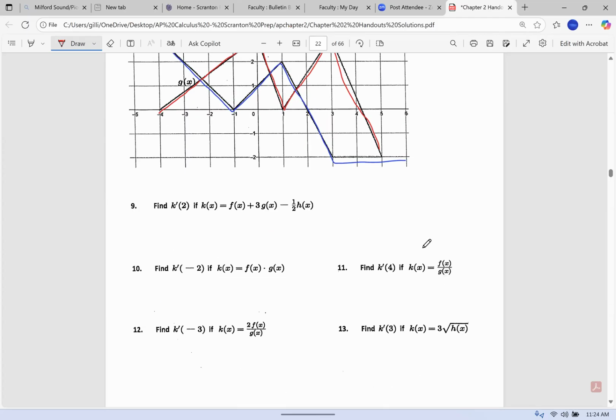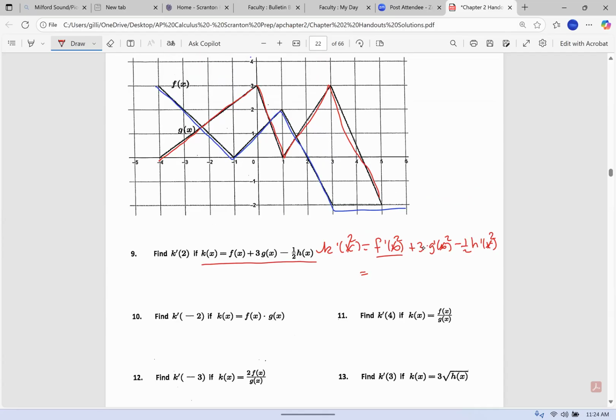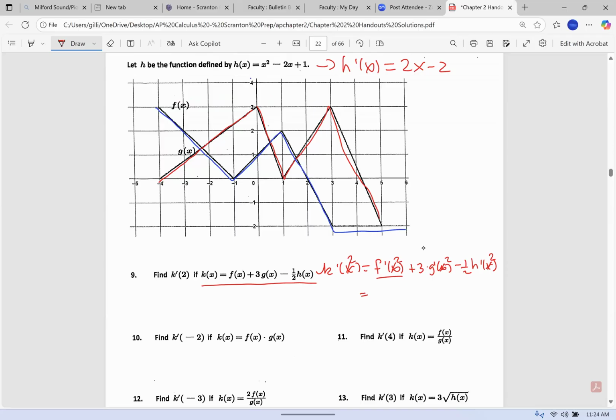All right, let's tackle these. I need to find K prime at 2. So K prime of x is F prime of x plus 3 times G prime of x minus 1/2 times H prime of x. I need this value at 2. So I'm going to be a little lazy here and just cross out all the x's and make it 2. F prime at 2 from the graph means the slope of the tangent line at 2. So when x is 2 for f, just got to make sure you see the right color here.